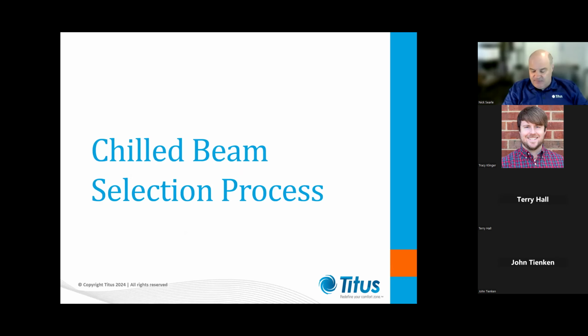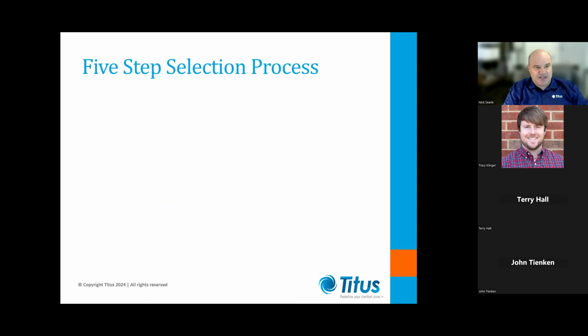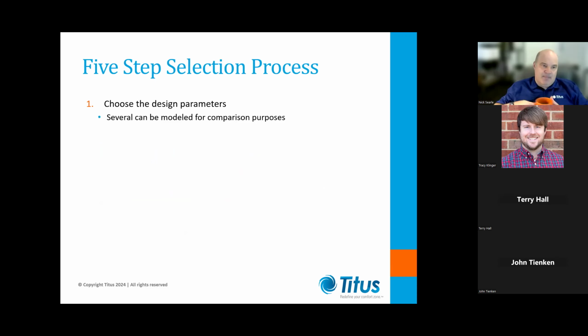So what I'm going to do now, just to finish off the last few minutes, is talk about the chill beam selection process, how you actually select one here. It's a 5-step selection process. The first thing you need to do is choose your design parameters, things like your primary air temperature, your room set point temperatures, chill water temperature, hot water temperature, that sort of thing. Then we can paste the cooling and heating loads straight into the Excel selection tool, which I'm going to very briefly show you in a moment.